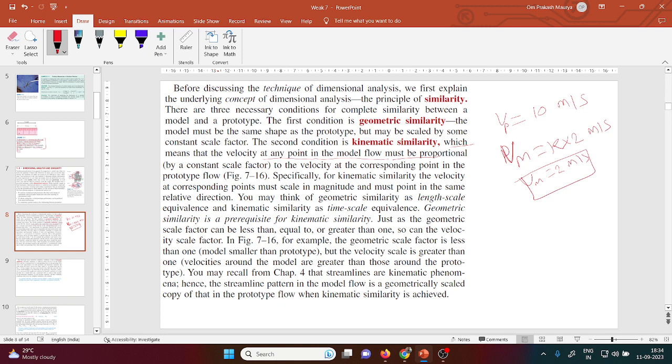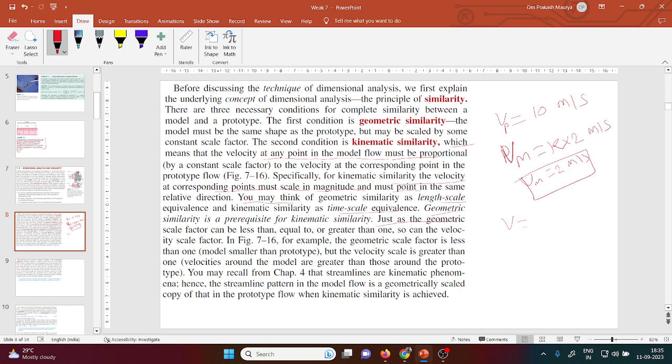Okay. Especially for the kinematic similarity, the velocity at the corresponding point must scale in magnitude and must point in the same relative direction. As you know, velocity has both direction as well as magnitude, so it should be maintained. You may think of the geometric similarity as length scale equivalence, and the kinematic similarity as time scale equivalence. The geometric similarity is a prerequisite for the kinematic similarity. So this is what I was telling: for the kinematic similarity, you first have to do the geometric similarity.